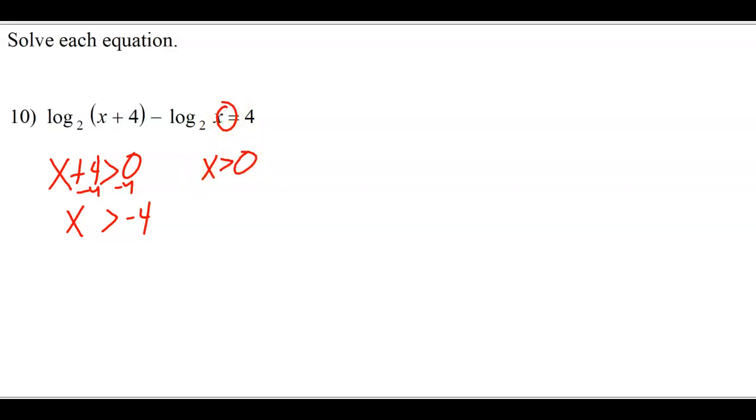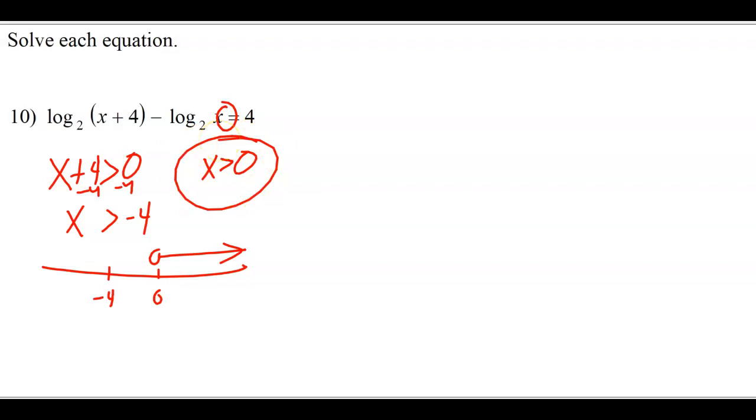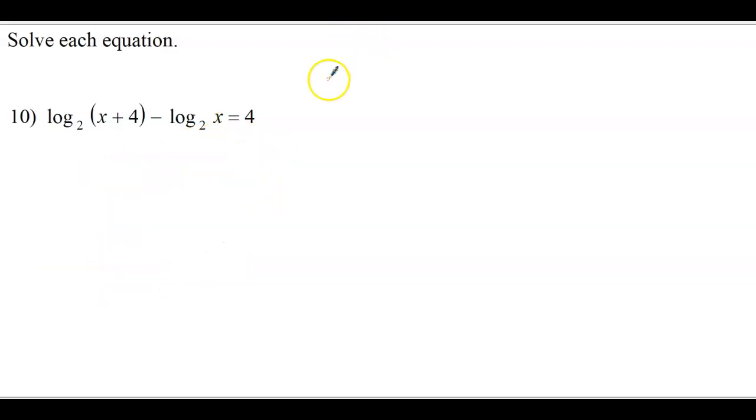So if a number is bigger than negative 4 and also bigger than 0, then it's got to be to the right of 0, right? So really the only one that matters is this. So long as my number is bigger than 0, then it'll be a good answer to have. So I'm going to put that at the top so I don't forget about it.